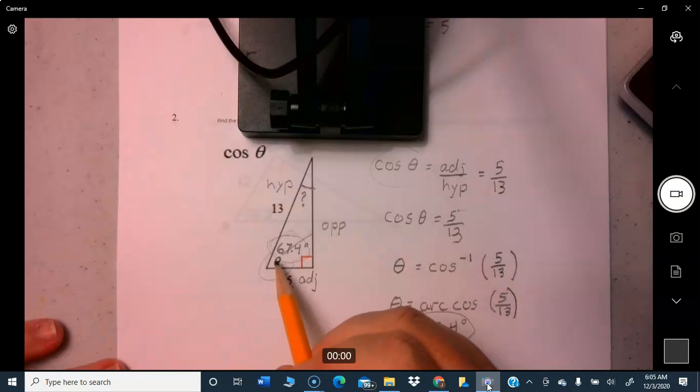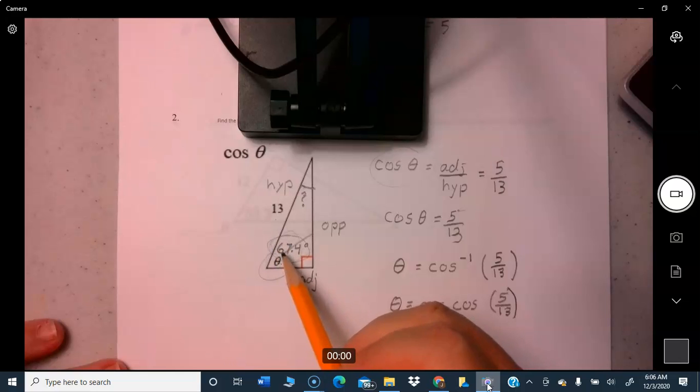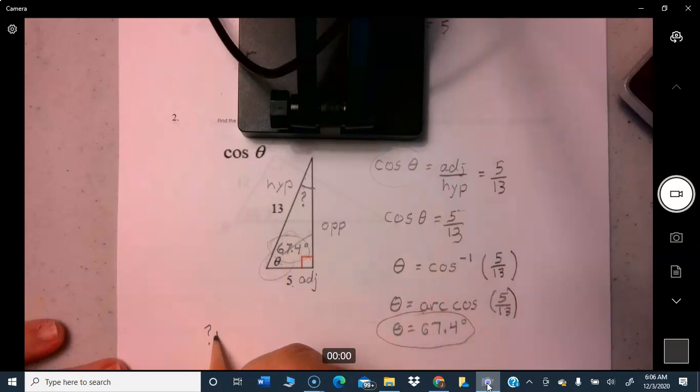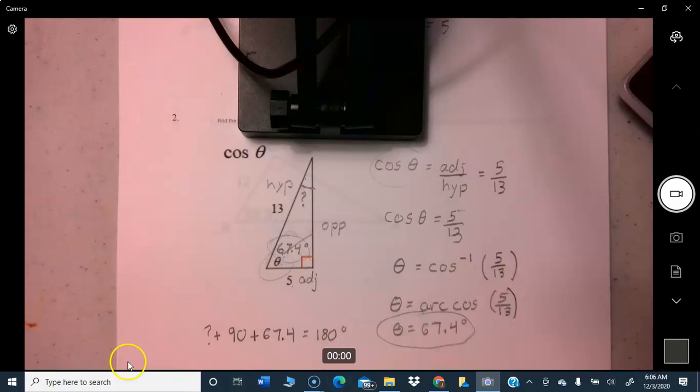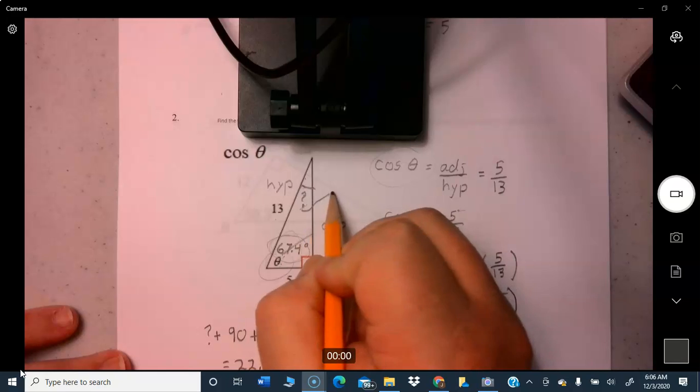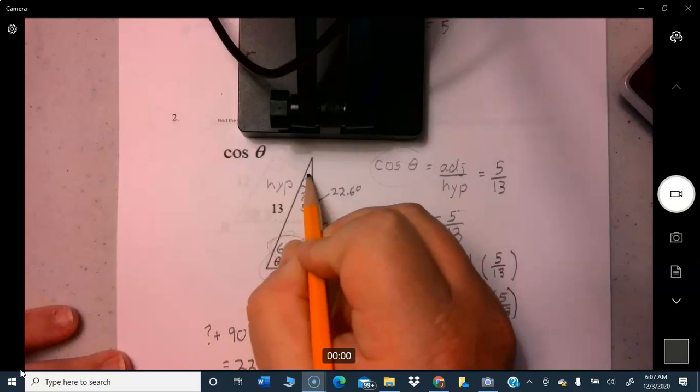Well, the corners, the angles of a triangle must add up to 180 degrees. So that means this question mark angle plus 90 degrees, because we have a 90-degree angle there, plus 67.4, the one we just figured out, equals 180 degrees. Or another way you could have said it is 180 minus 90 minus 67.4. And that equals 22.6 degrees. So this angle right here is 22.6 degrees. That angle right there.